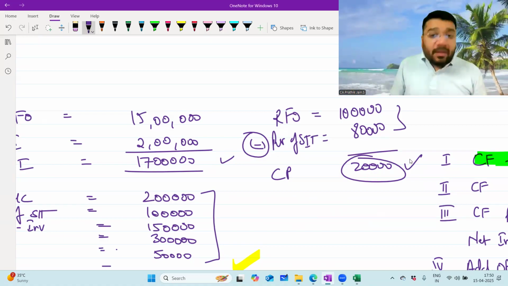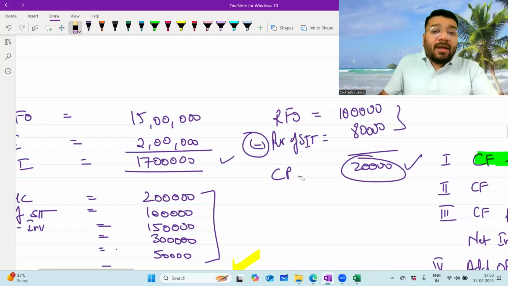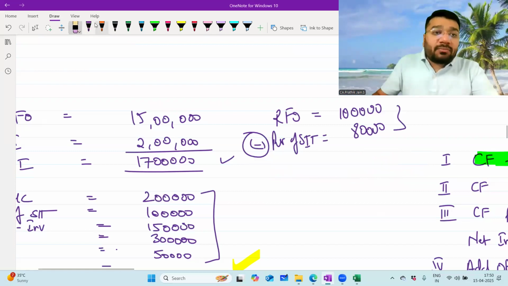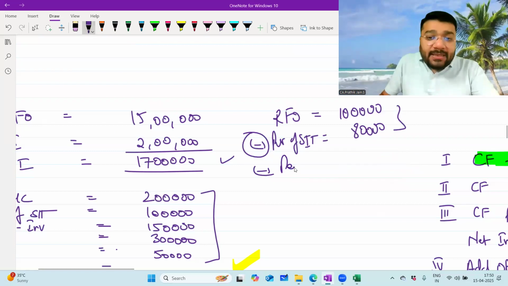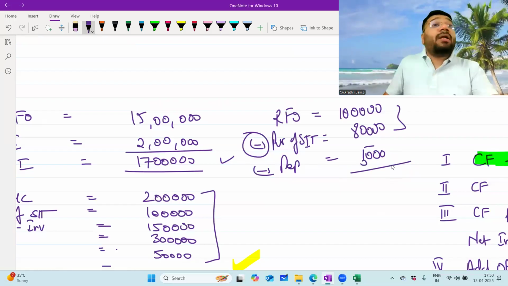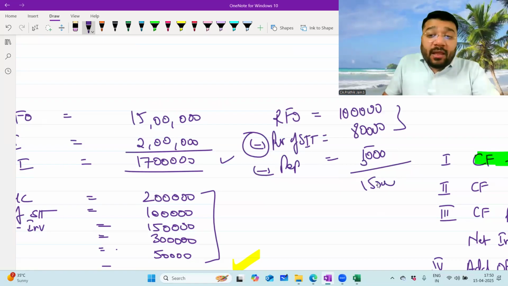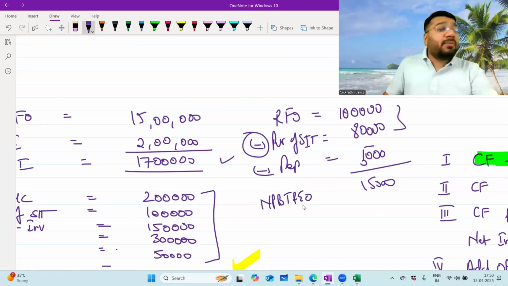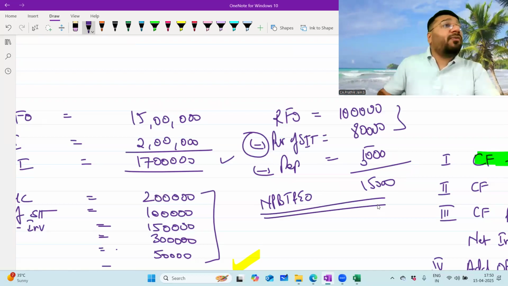Do you agree with me? Now what I'm telling is that I did one adjustment of depreciation. So now the minus depreciation I've subtracted 10,000 rupees or let's say 5,000 rupees. What is the balance now? 15,000 rupees is nothing but called net profit before tax and extraordinary item. Now this becomes my starting point of operating activity.